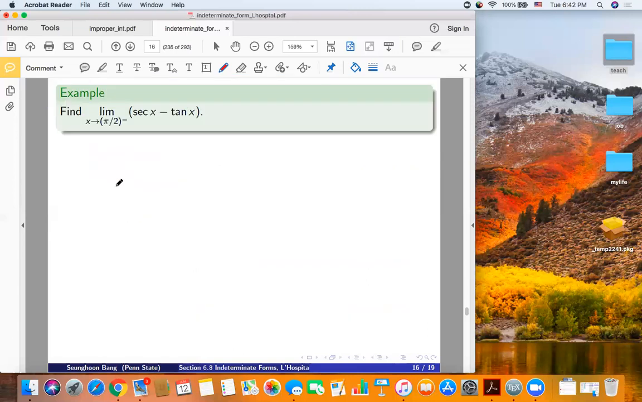Here, as x approaches pi over 2 from the left, what happens? The secant function approaches positive infinity, and the tangent function is also positive infinity. Exactly, infinity minus infinity. Is that the best way for solving this problem? I want to use one identity. Do you know the identity of the secant function? What is the identity of a secant?